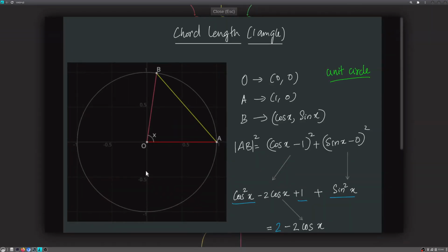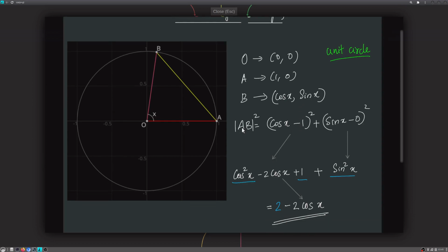So let's start with one angle, that is x here, and B is the point that corresponds to the angle x. A corresponds to angle 0. So now let's try to find the distance between A and B. For that we have to find the coordinates of A and B, which you can find here. Notice that the circle is a unit circle. That means we don't have to worry about radius. Radius is 1. That's why B is cos x and sin x.